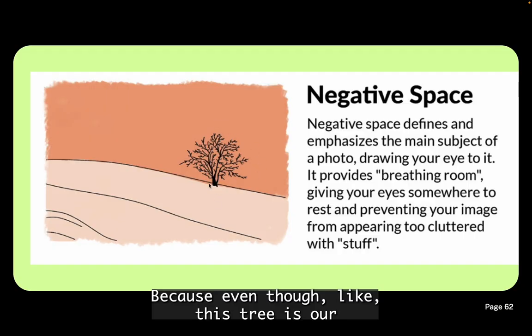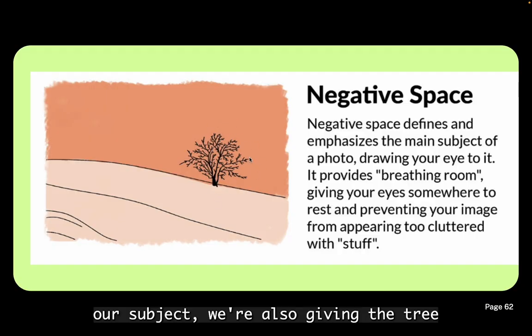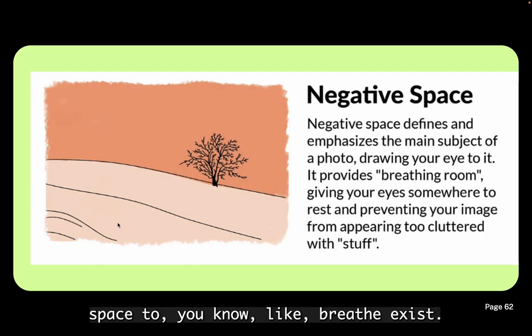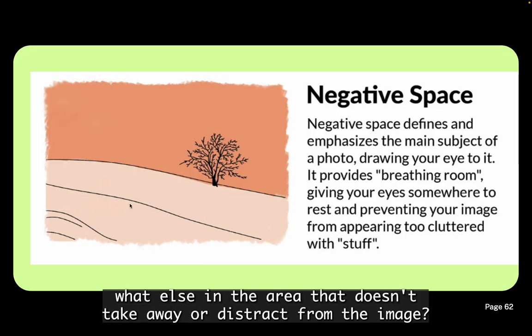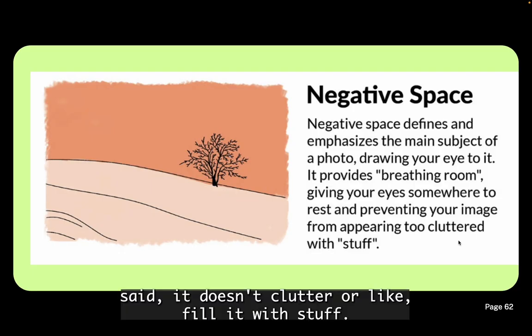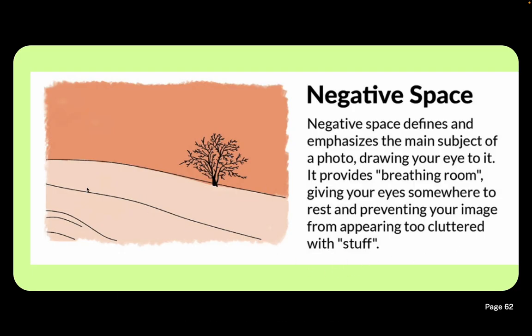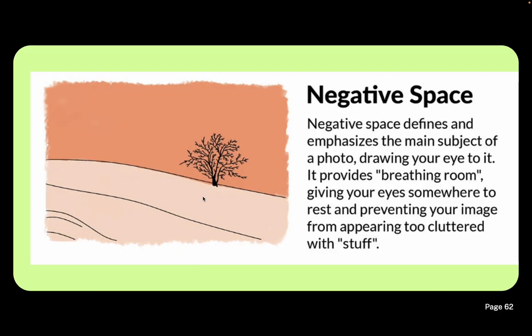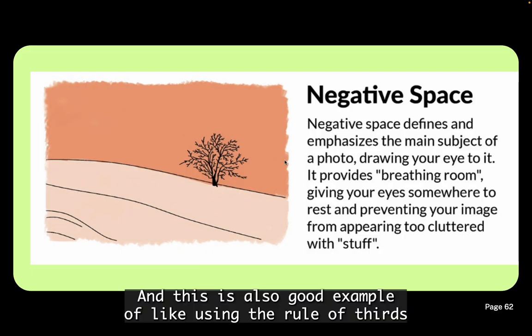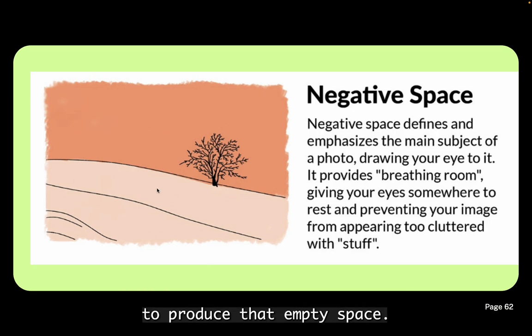Because even though this tree is our subject, we're also giving the tree space to breathe and exist, letting the viewer see what else is in the area without taking away or distracting from the image. Like I said, it doesn't clutter or fill it with stuff. It's literally just breathing room, empty space. And this is also a good example of using the rule of thirds to produce that empty space. So is that composition making sense?